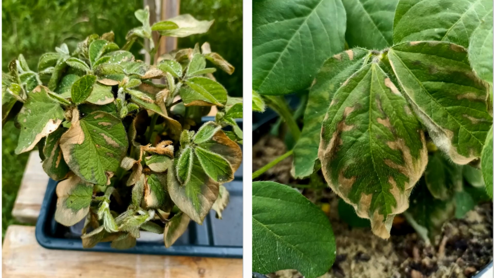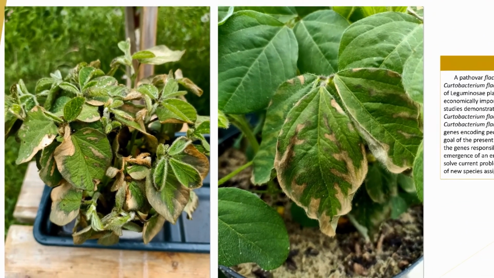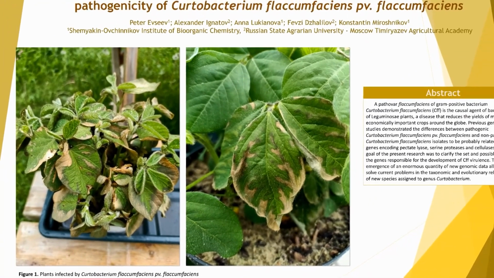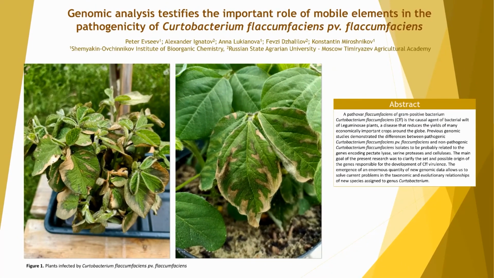Previous genomic studies demonstrated the differences between pathogenic Curtobacterium flaccumfaciens pathovar flaccumfaciens and non-pathogenic Curtobacterium flaccumfaciens isolates, and this difference is probably related to the genes encoding pectate lyase, serine proteases, and cellulases. The main goal of the present research was to clarify the set and possible origin of genes responsible for CFF virulence. Our work has also addressed the problem of taxonomic and evolutionary relationships between new species assigned to the genus Curtobacterium using the latest genomic data.